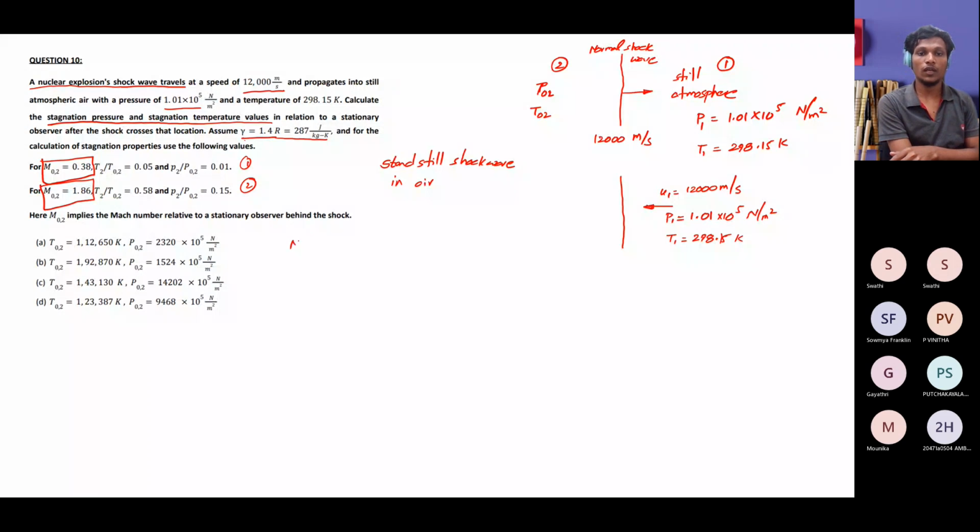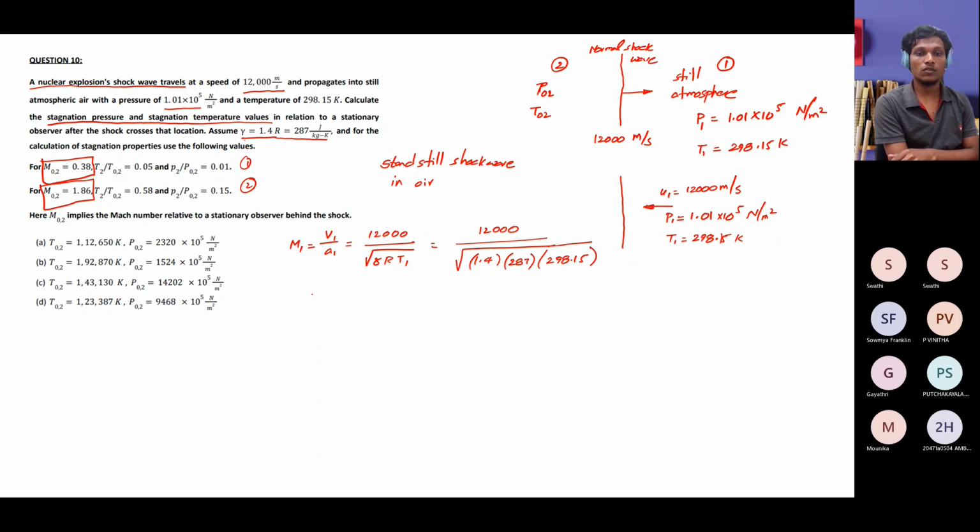How can we find it? The Mach number M1 equals the local velocity of the fluid divided by the speed of sound, that is A1. So M1 equals V1, we have 12,000, divided by square root of gamma r T1. Let's substitute the data. This is 12,000 by square root of gamma, we have 1.4, and r we have 287. We don't need to worry about the units because all are given in the same units. And T1 we also have in Kelvin, that is 298.15 Kelvin.